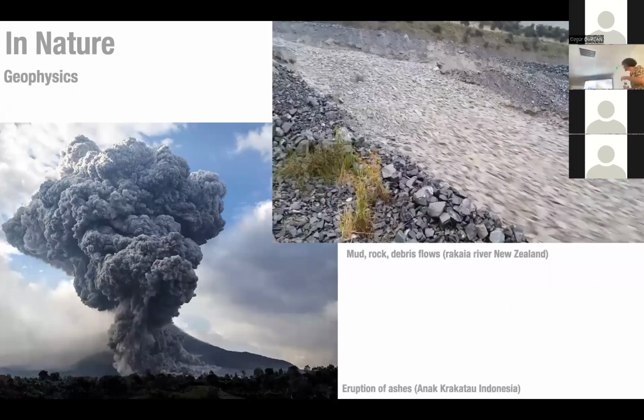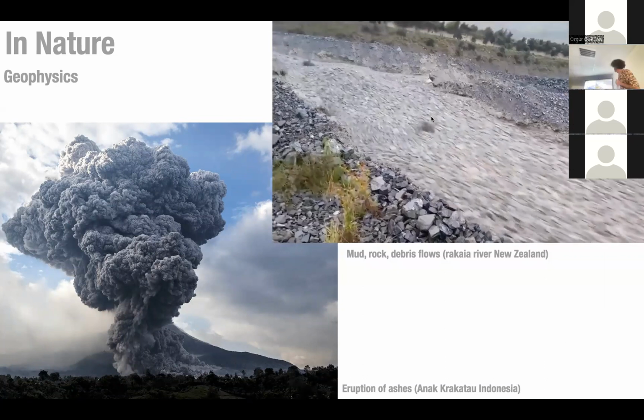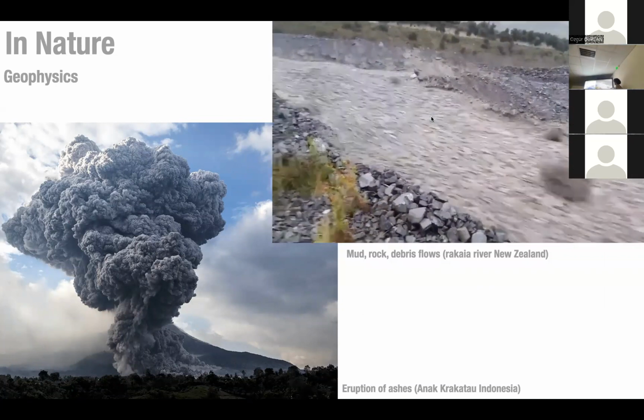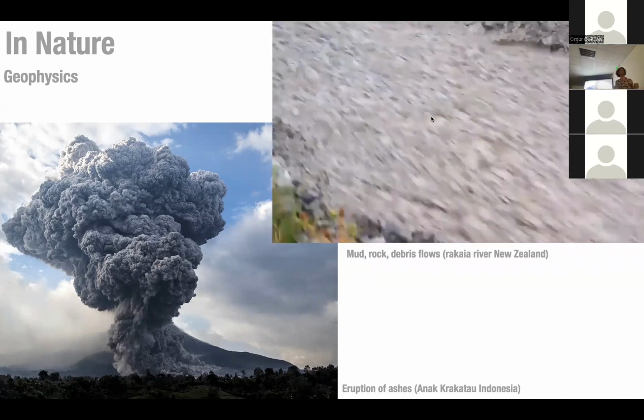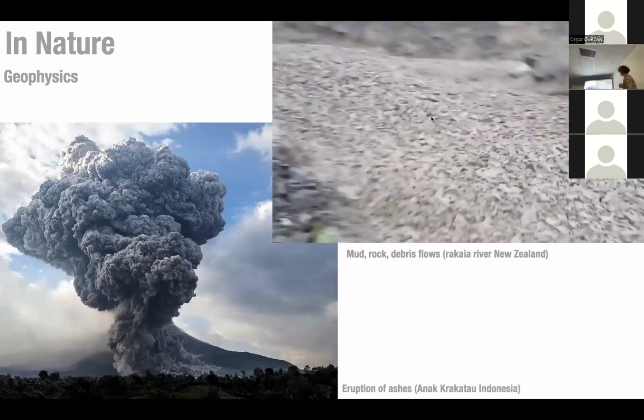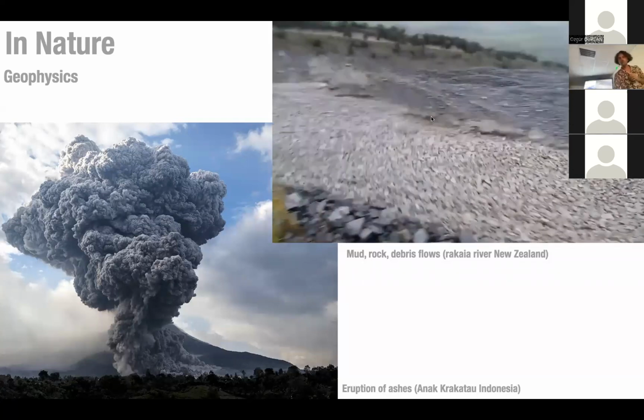There are examples here in geophysics. This is an explosive eruption of ashes somewhere in Indonesia. I found this interesting video, if it works. It's a river in New Zealand, and it's quite intriguing because you see the density of rocks is extremely large, although the river can flow extremely fast. So it's a pretty puzzling behavior we see.